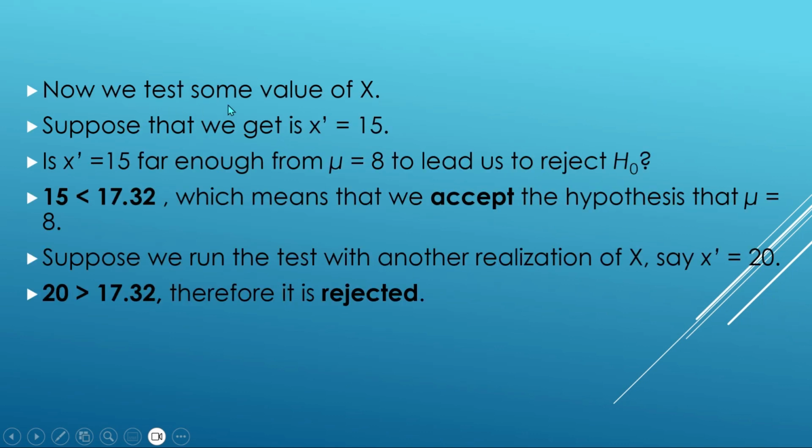Now we test some value of x. Suppose that we get x prime equal to 15. Is x prime equal to 15 far enough from mu, 8, to lead us to reject the null hypothesis? We compare this x prime with our critical value. X prime is 15 and our critical value is 17.32, which means that we accept the hypothesis that mu is equal to 8.